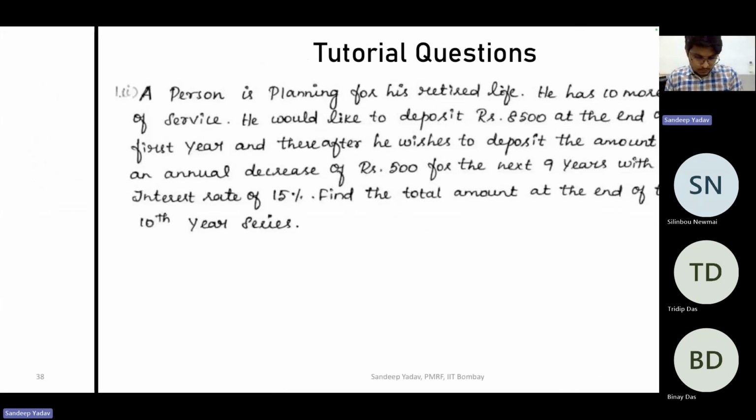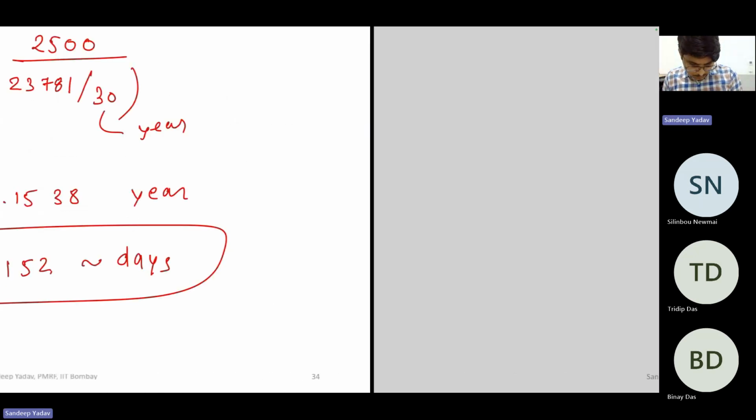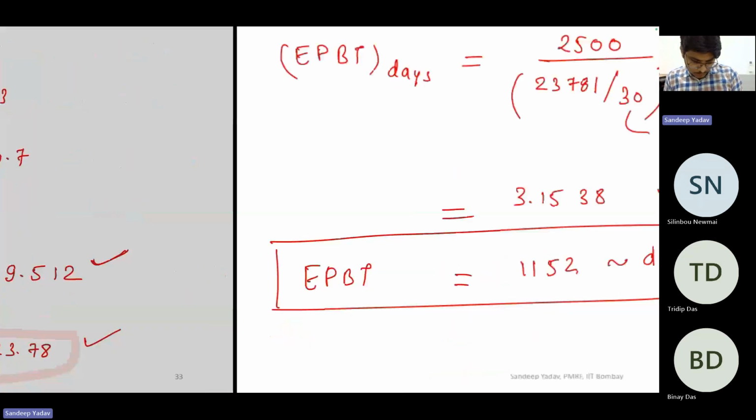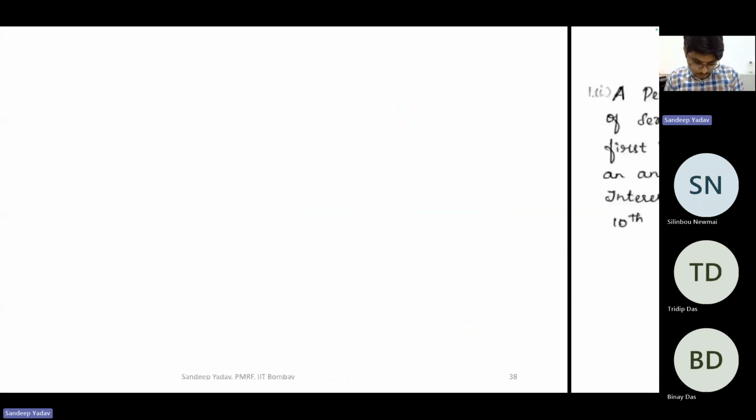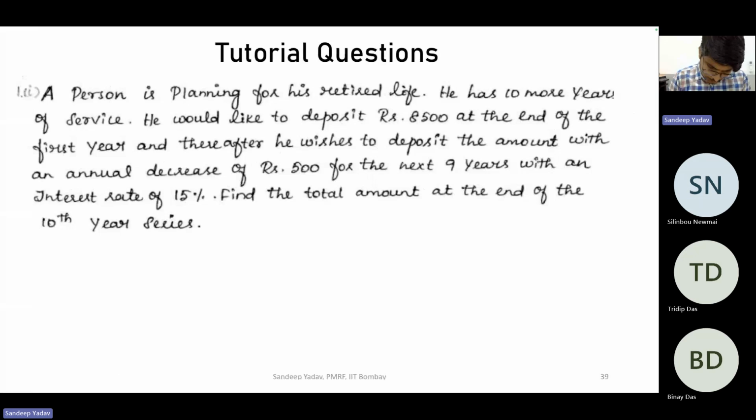One more question, that's around question number three. So we'll move to question number four. Here it says, that's an interesting question: a person is planning for his retired life. He has 10 more years of service.